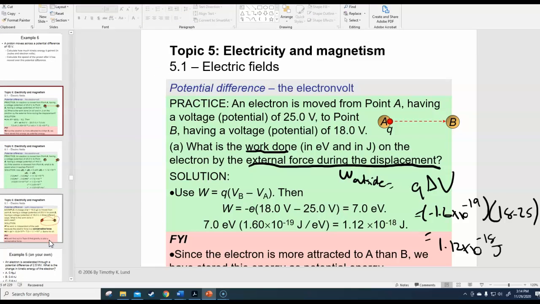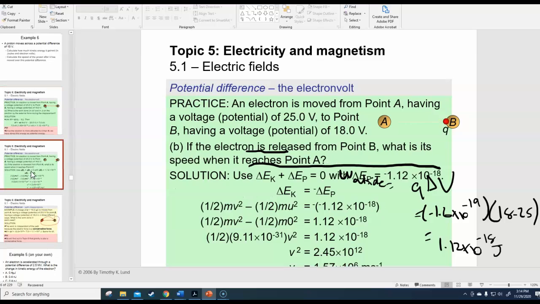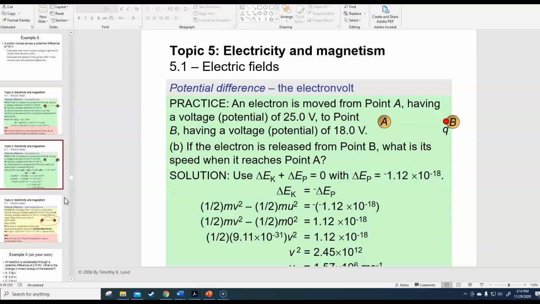So I'm going to go to the next slide. And so if I wanted to, I could calculate how much energy the electron has when it reaches point A again. It's obviously going to be the same amount. And so here, this question is actually saying if the electron is released from point B, what is its speed when it reaches point A?